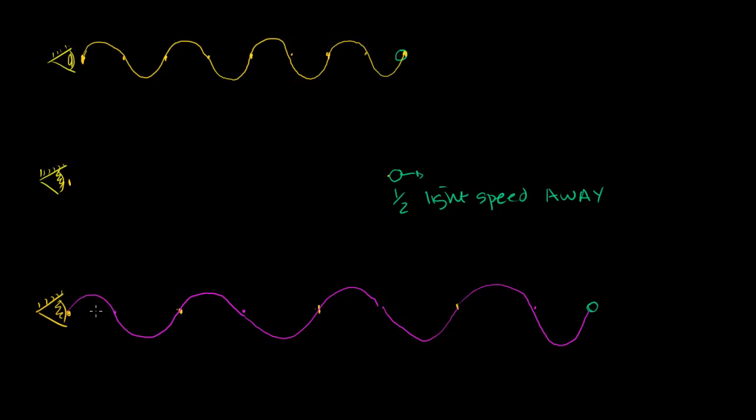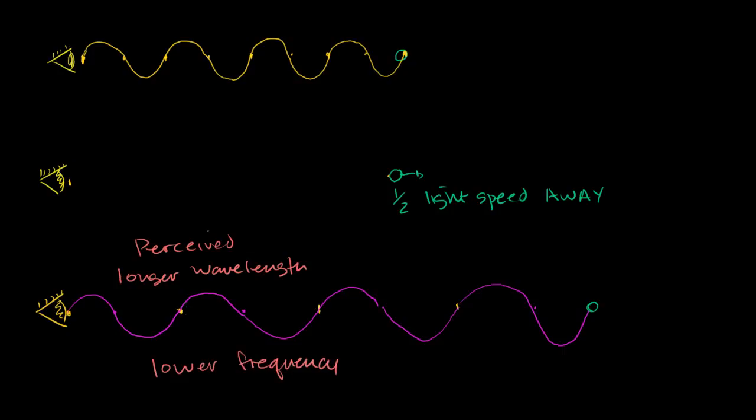Well, my eye will get each of these successive pulses, or each of these successive wave trains, and it's going to say, hey, there's a longer wavelength here. A perceived longer wavelength. Let me write that. A perceived longer wavelength here, and also a perceived lower frequency. So what would that do to the perception of the light?